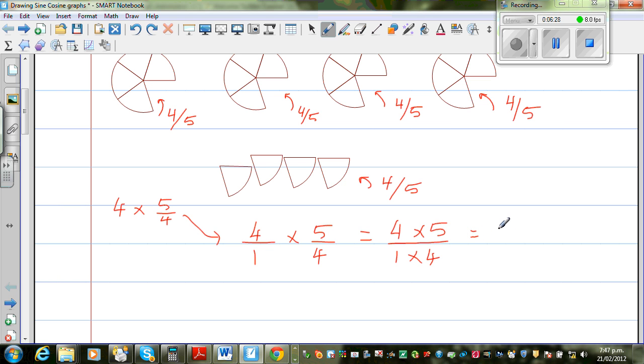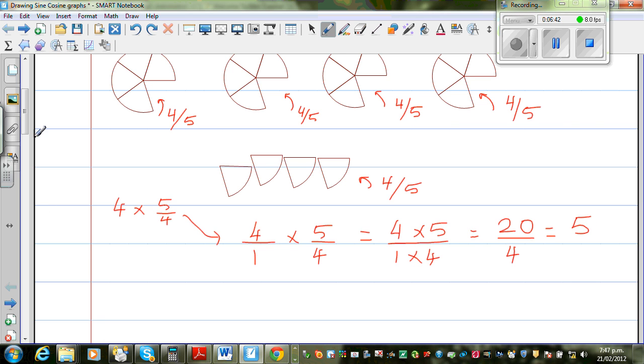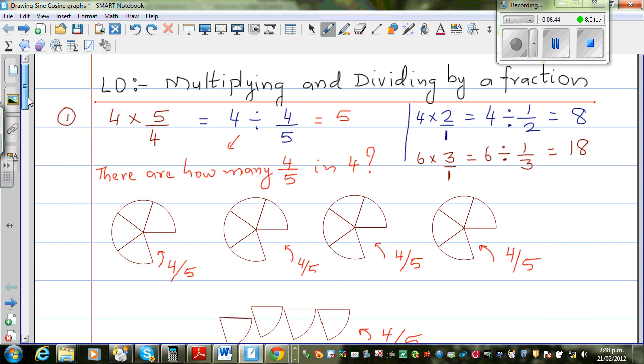But at times, if you do the maths, you don't understand what's happening. So this is 20 over 4, which is 5. Okay, and that's what we got. Why I'm explaining like this is so that you understand the intuition behind dividing by a fraction.